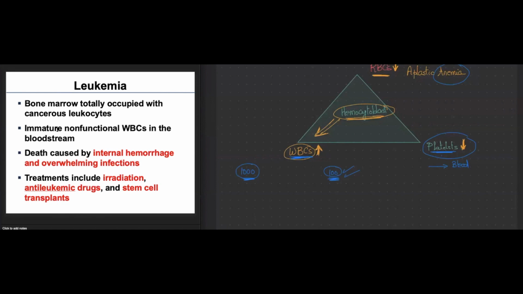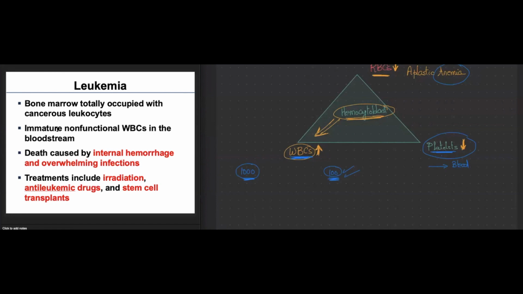All right, so again, having too many white blood cells doesn't essentially mean that you can fight the infection, because those white blood cells that I have too many of are actually defective. They are not going to help me get rid of the infection.